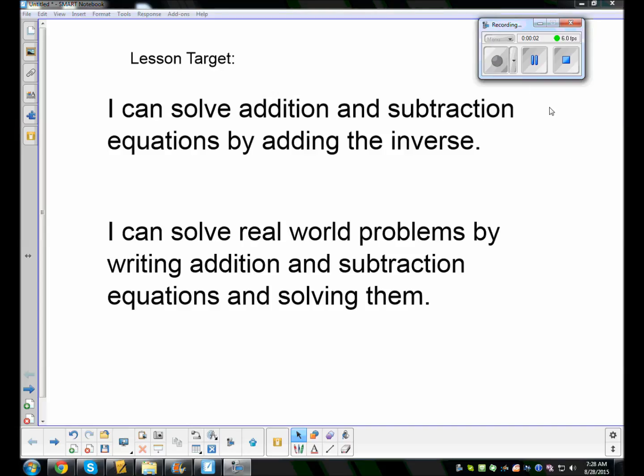Okay guys, I'm going to ask you to go ahead and copy down the lesson target. That's how we're starting each lesson. First, we're going to solve addition and subtraction equations by adding the inverse. Then we're going to solve real-world problems by writing addition and subtraction equations and then solving them. Pause the video while everybody gets that copied down.